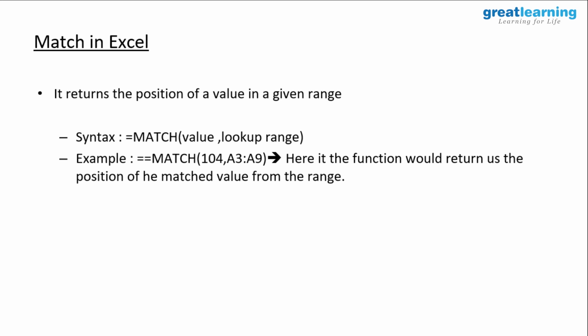Here you just need to pass the first argument as the value, and then the second argument would be the range in which you want to search. The output would be your index number, which you could then use to directly search for all the data of that particular row, for all the columns. Now let's try and see how this match function works in Excel.